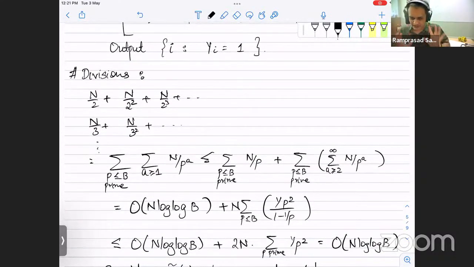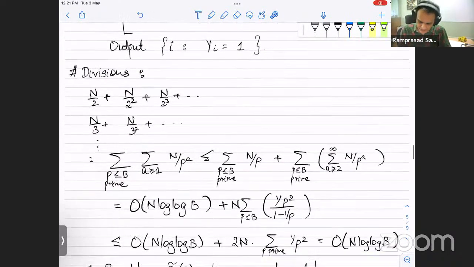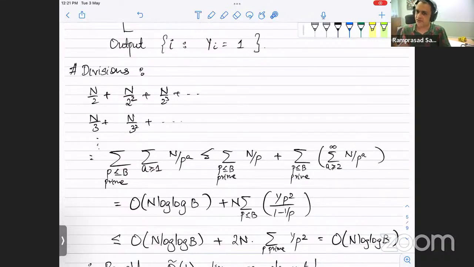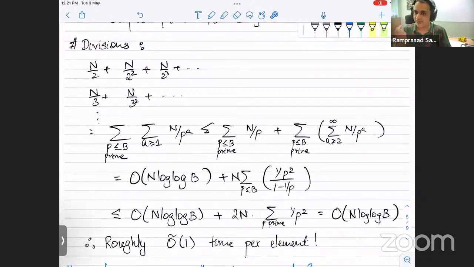Just to get a sense of what has happened: I wanted to find all the numbers in 1 through n that happen to be b smooth, and factorize all of them. The naive approach was taking n times b, which means roughly per element I was spending b amount of time. But now the time complexity is O of n log b, which means roughly unit time per element.